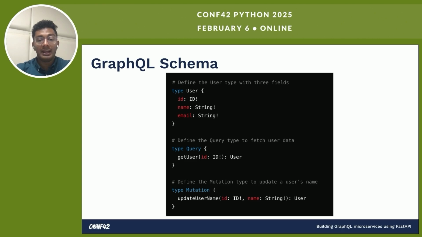ID is a unique identifier for the user, followed by an exclamation mark, which shows the field is required. Name and email are both required and have the string data type. So now, whenever we refer to a user in our GraphQL API, we know exactly what data it contains based on this schema type.